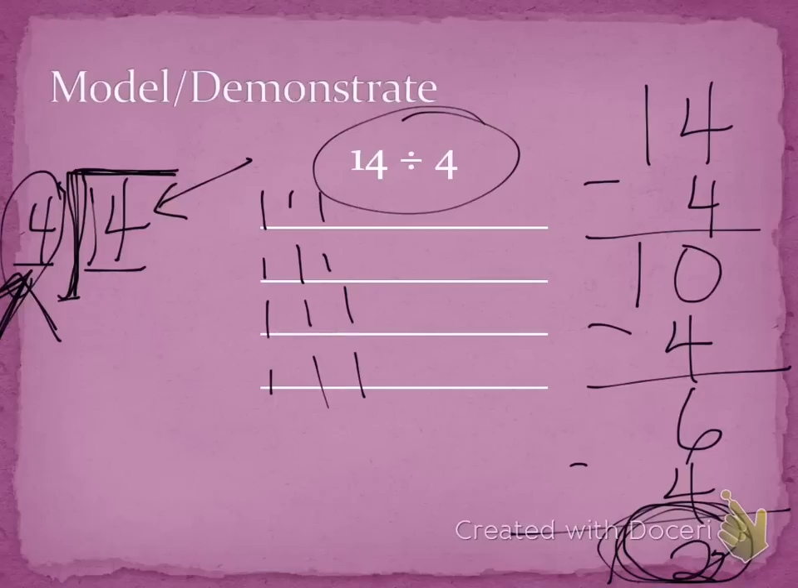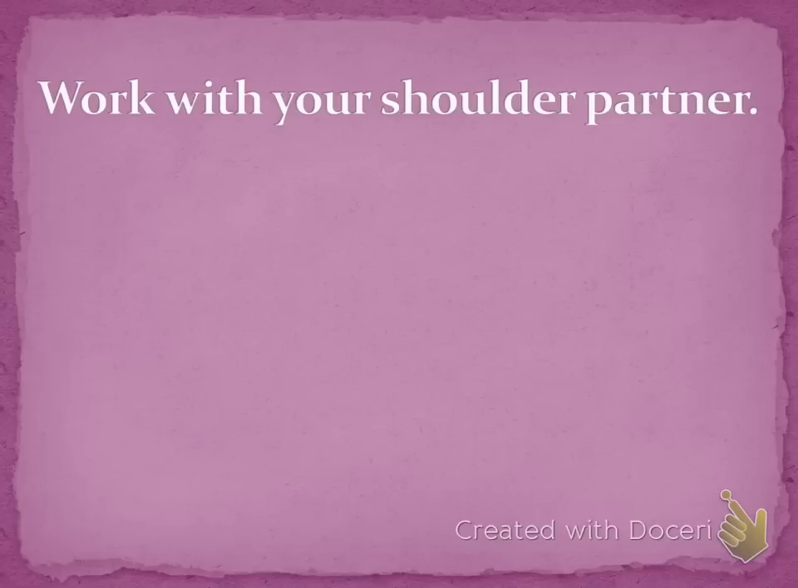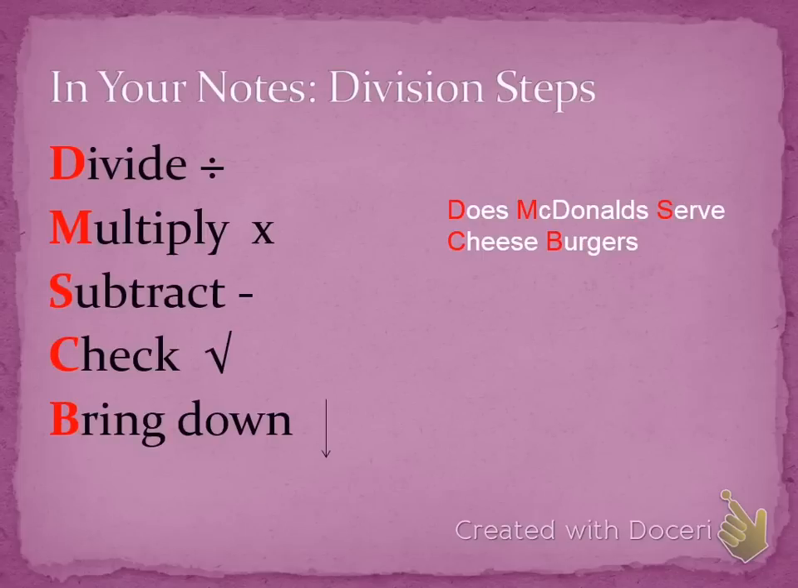But when I set up my division problem like this, I need to follow some steps. So you must write these steps down in your journal. I have D, M, S, C, B. All the red, each one stands for something different. So my first step in my division, that's set up like this, would be to divide. I always look to the first number. Can 4 go into 1? I know that it cannot. So I'm going to look at the whole number, 4 into 14.